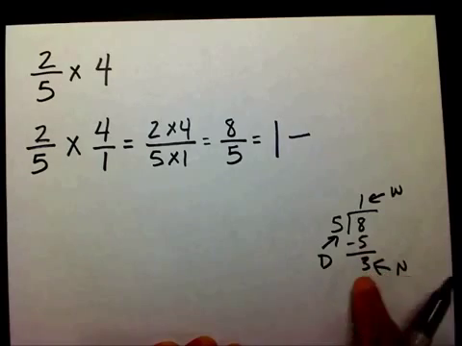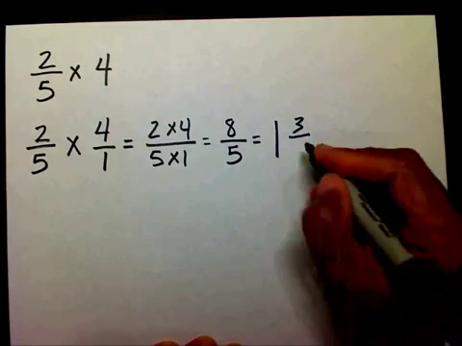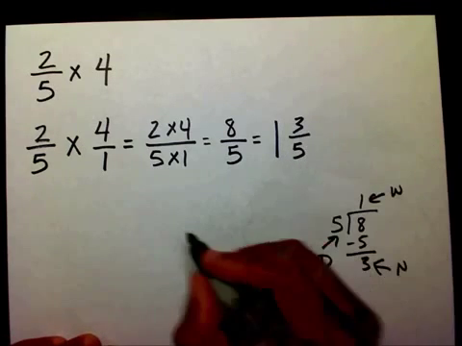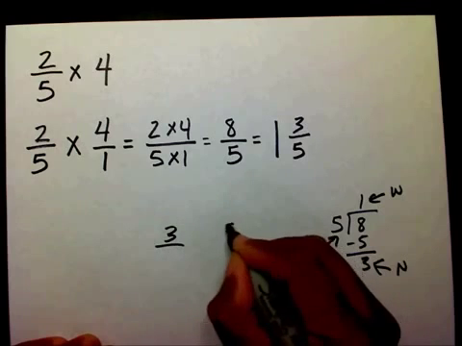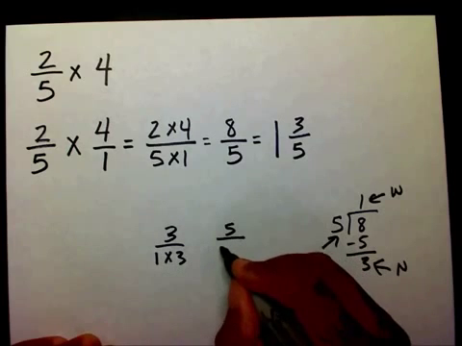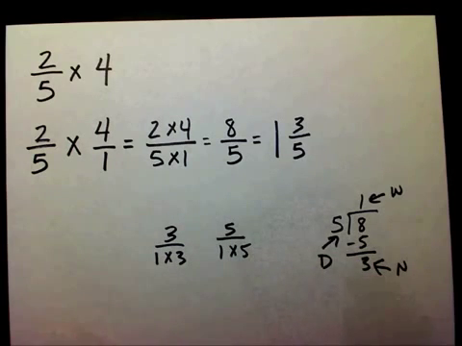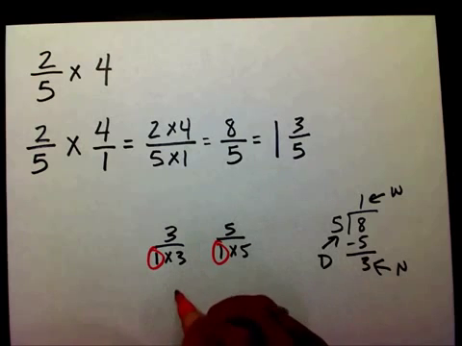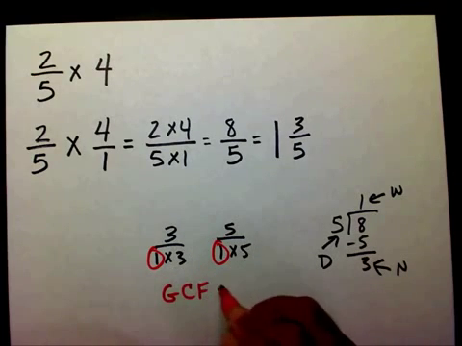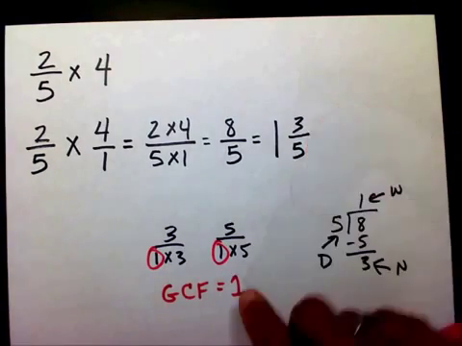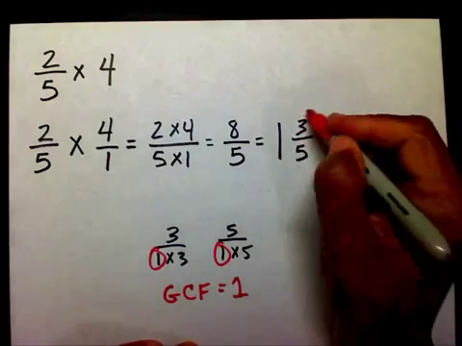And 3 is my numerator. And 5 is my denominator. I'm going to check and make sure this is in lowest terms. So I'm going to write 3 and 5, get my factors. My factors for 3 are 1 and 3. My factors for 5 are 1 and 5. Okay? So now I need to see what they have in common. Since they only have a 1 in common, that means the greatest common factor is 1. Whenever the greatest common factor of your numerator and your denominator is 1, then it's in lowest terms.